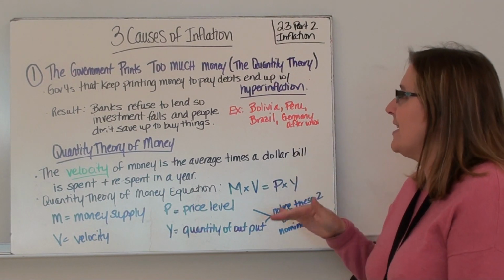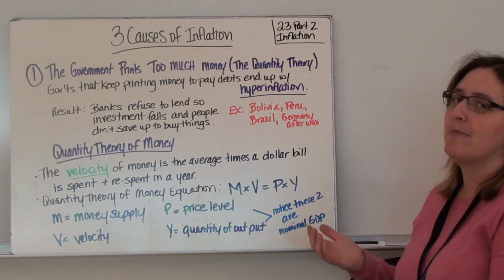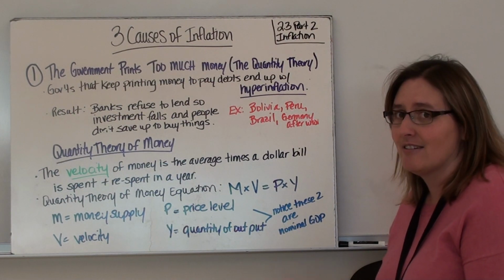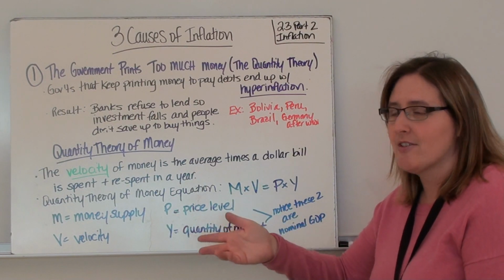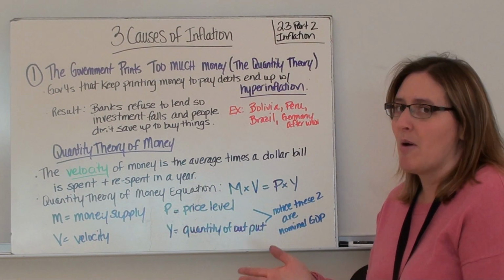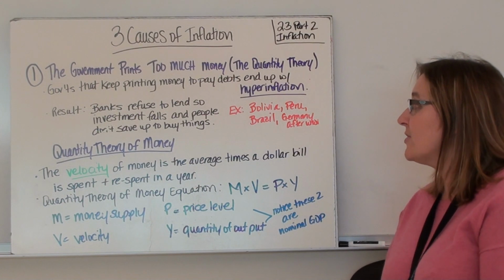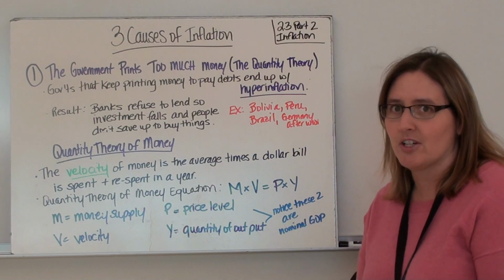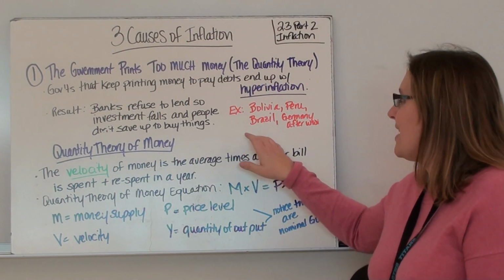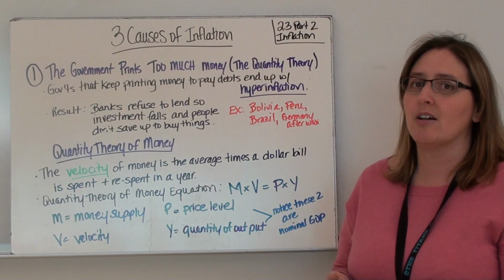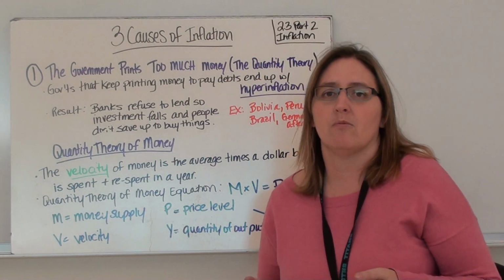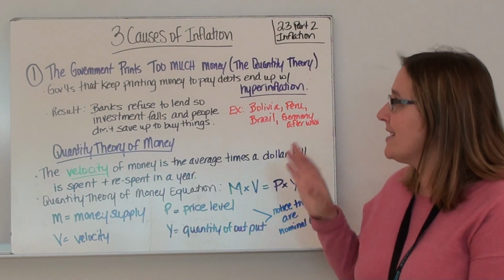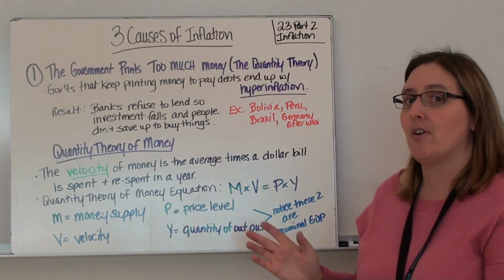So governments that keep printing money to pay debts end up with hyperinflation. The result, banks refuse to lend because the price of things are going to be higher tomorrow. So investment falls, and remember, investment is business spending. That goes down, and people don't save up to buy things because they know tomorrow things are going to cost double. So examples of this happening are Bolivia, Peru, Brazil, Germany between World War I and World War II, and also Zimbabwe.